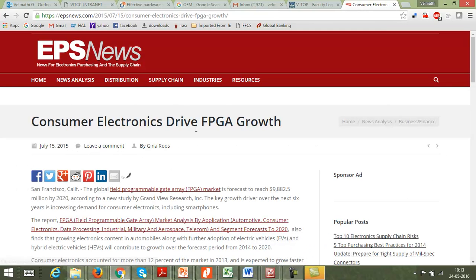Consumer electronics mainly drives the FPGA growth. In 2020, the FPGA market will reach 9,882.5 million. The key growth driver over the next years is mainly consumer electronics, which includes the smartphone.